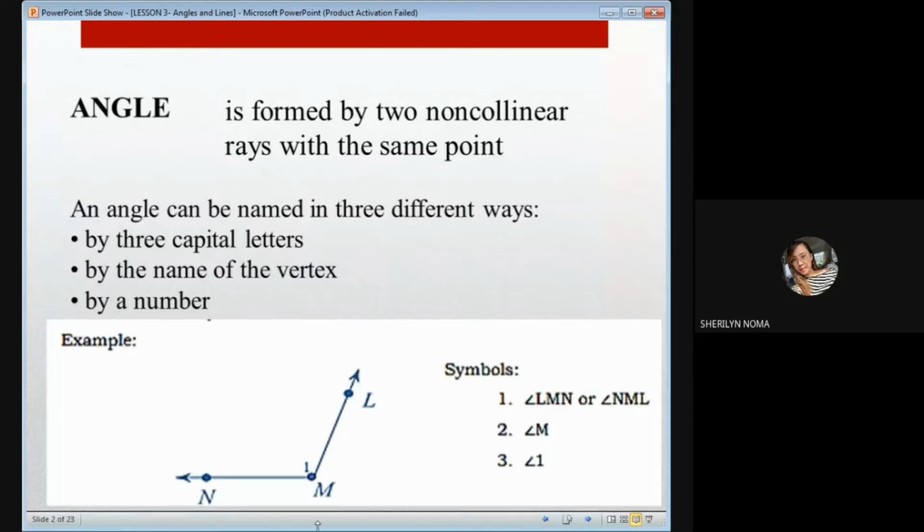What have you noticed? Anong nasa gitna nila? Yung M. Bakit M? Kasi yun po yung vertex, yung common point nila. So, ano pa yung ibang name ng angle? Angle could be angle M, or the vertex. Sabi nga, di ba? By the name of the vertex. Angle 3 or angle 1. Kung may number dito, pwede pong pangalan ng angle yun. Pero kung wala, hindi po pwede, lagyan na lang natin ng sarili natin.